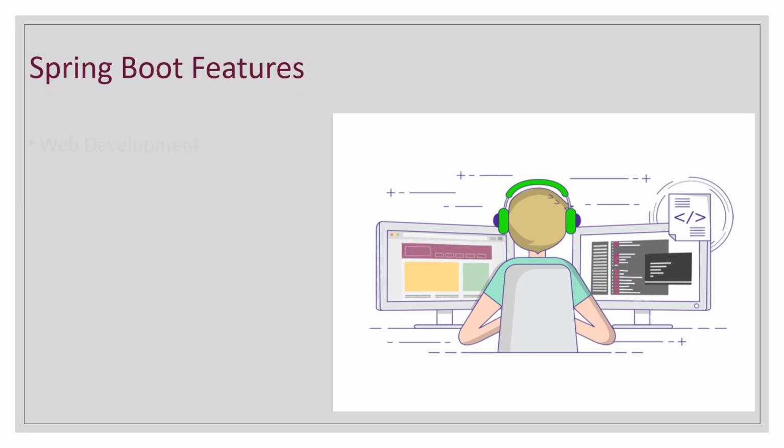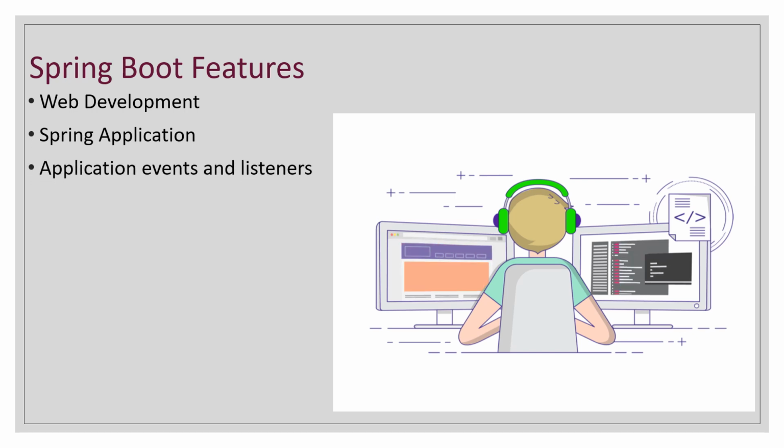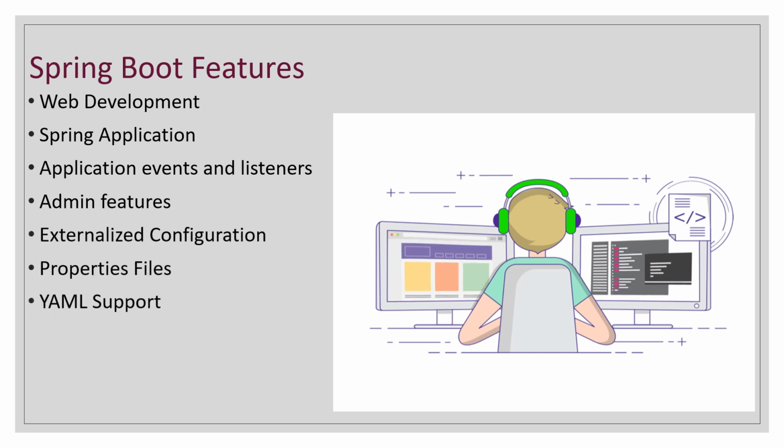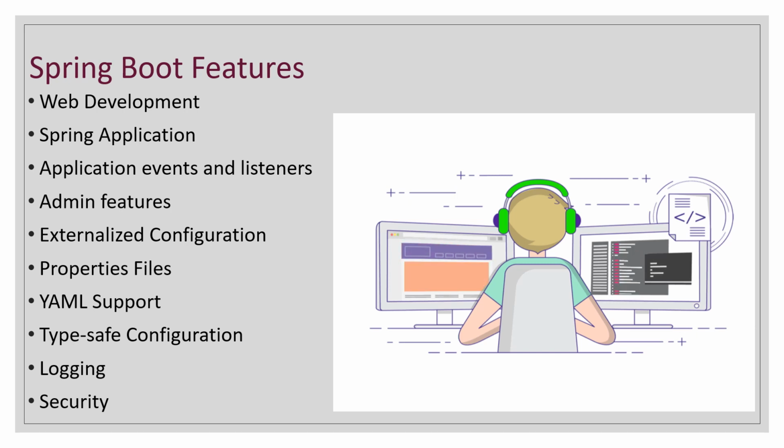What are the features of Spring Boot? Web development, Spring applications, application event listeners, admin features, externalized configuration, property files, YML support, type-safe configuration, logging, and security. So first is web development. It is a well-suited Spring module for web application development. We can easily create self-contained HTTP applications that use an embedded server like Tomcat. We can use the Spring Boot starter web module to start and run the application quickly.